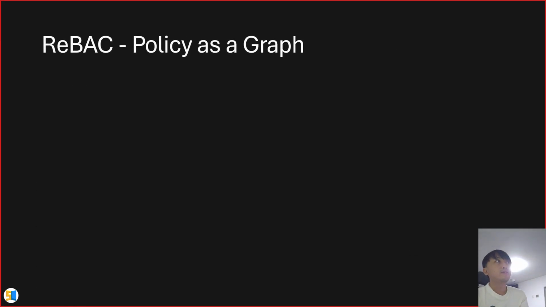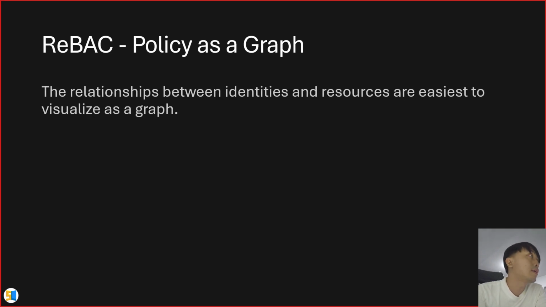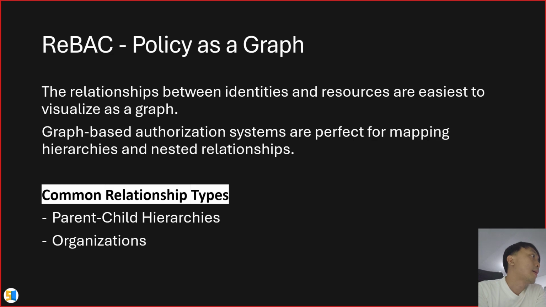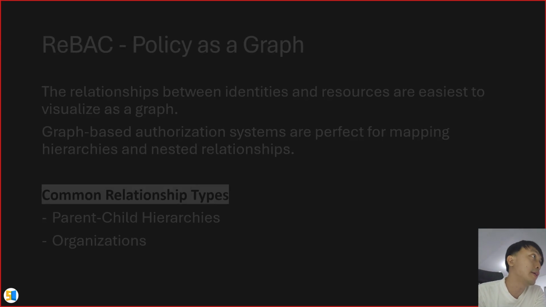So this model is used heavily in file systems, like in Google Drive, something like that. We'll see that example later, right? And this kind of model is very easy to visualize as a graph. So therefore there is a thing called graph-based authorization systems that we will see in the next video, maybe the third video of this series. We'll discuss that. And there are two common relationship types that I want to discuss. The first one is parent-child hierarchies, and the second one is organizations.